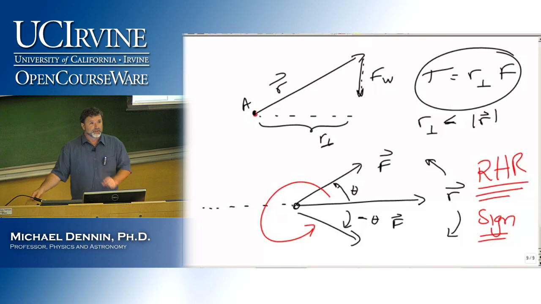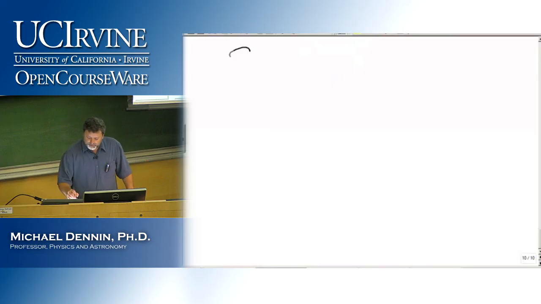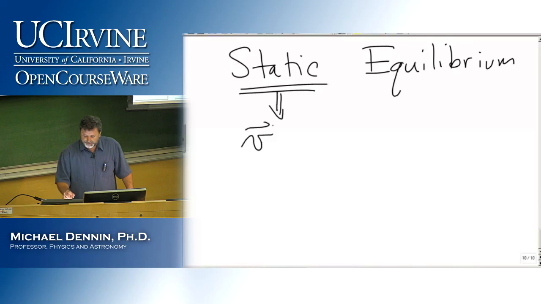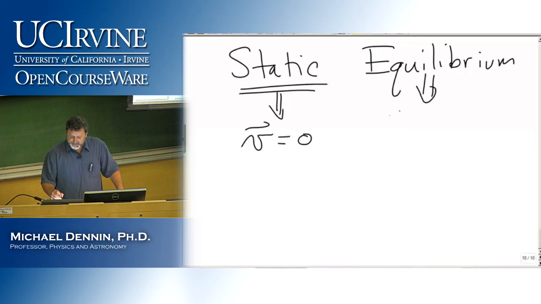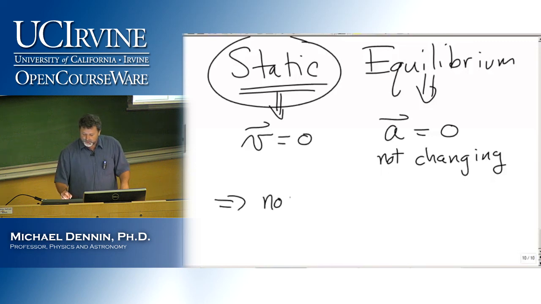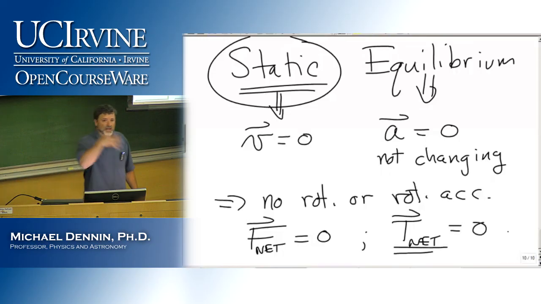Now before you decide class is over, since I still have 2 minutes, where are we going next? Everything we're going to be doing for the next 2 days is about a special case of static equilibrium. Static means not moving, so velocity is 0. Equilibrium means not changing, so a equals 0. Notice we can have v not equal to 0 and a equal to 0. That would just be equilibrium. We're going to be doing static equilibrium, and at the same time, no rotation or rotational acceleration. So everything's going to be about setting the net force equal to 0, and the net torque equal to 0. And that's why we needed to be able to calculate torques. That's the context in which we're going to use it.